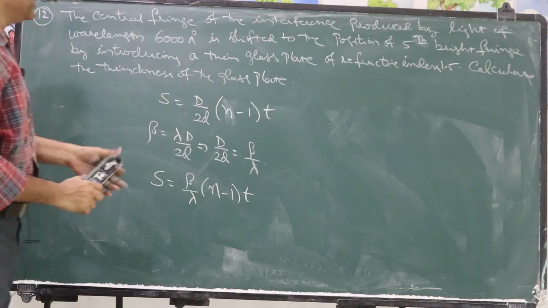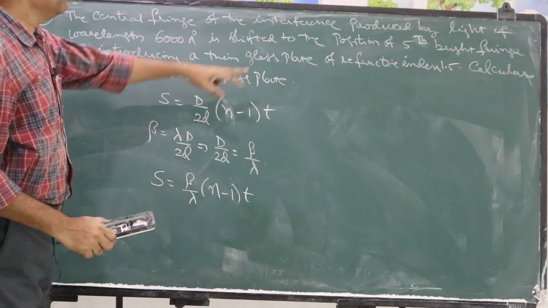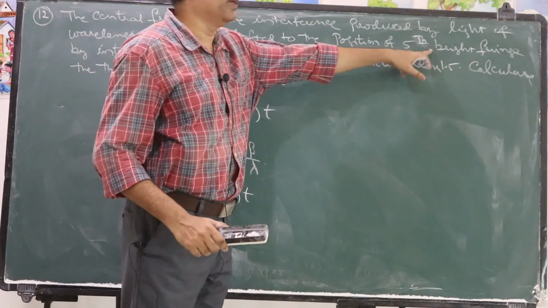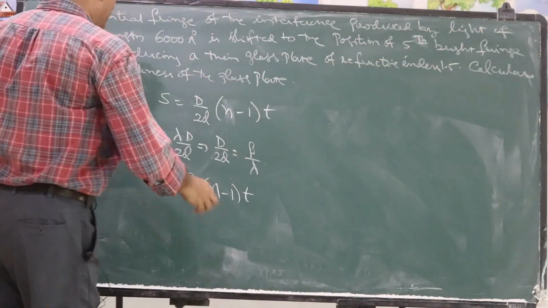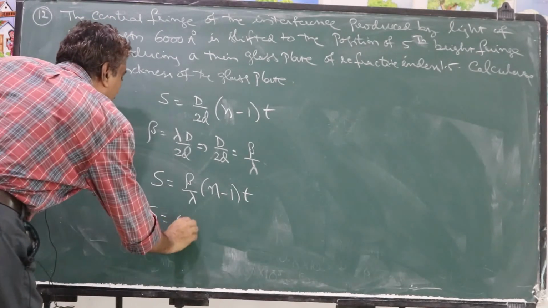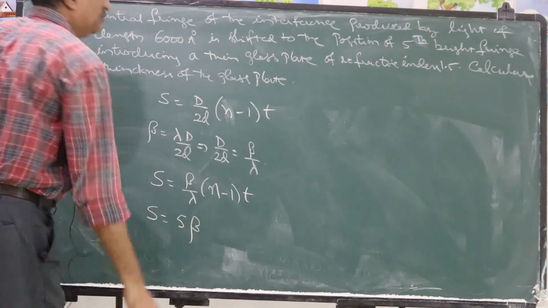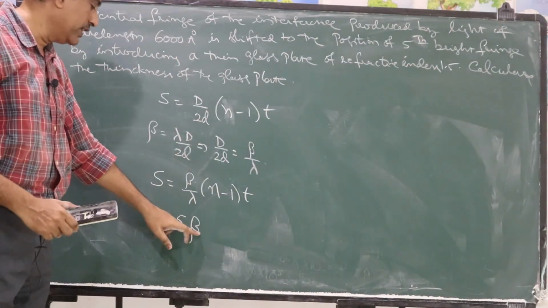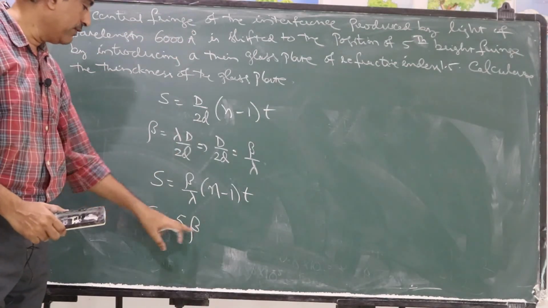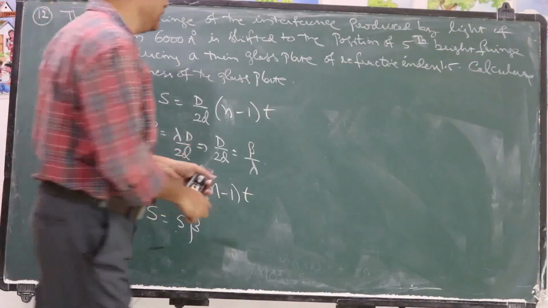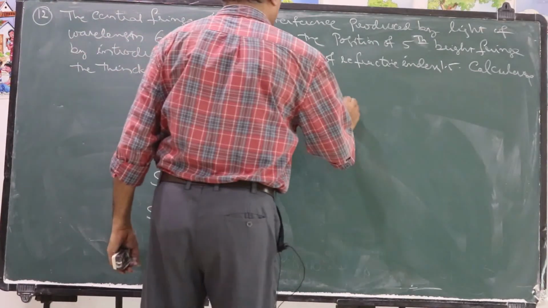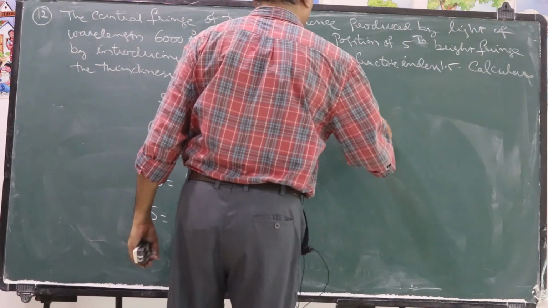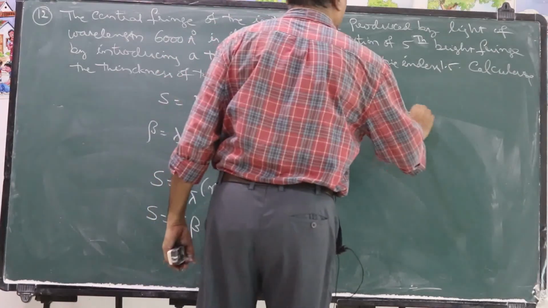But given the shift is position of fifth bright, that means we can write S is equal to 5 into beta, because it shifts by 5 fringes. So each fringe has width beta. So shift is 5 into beta. So now we substitute in this. So 5 beta is equal to beta by lambda into n minus 1 into t.